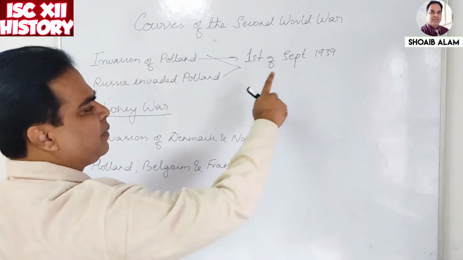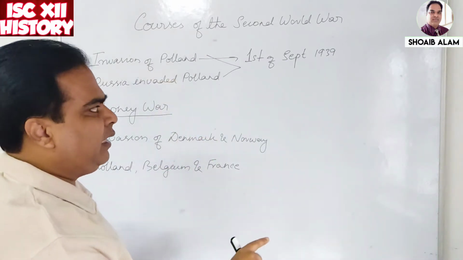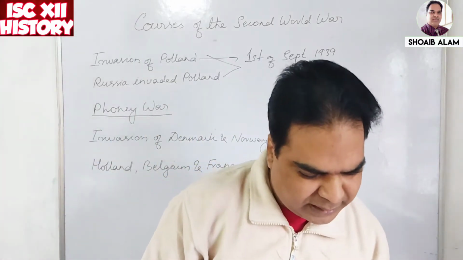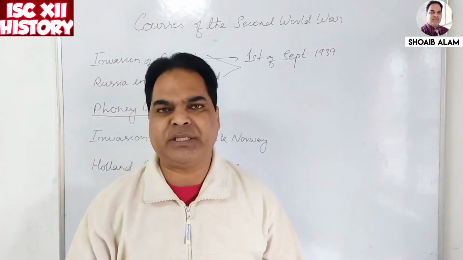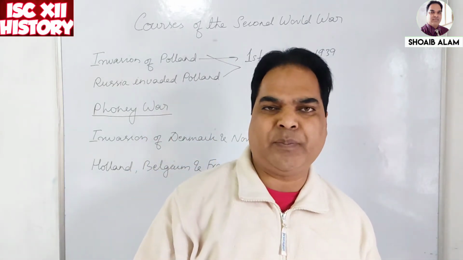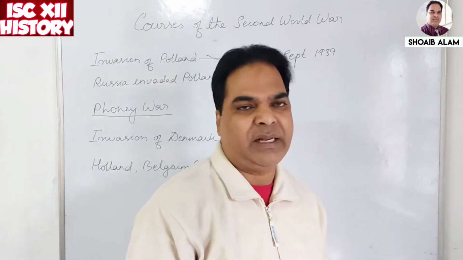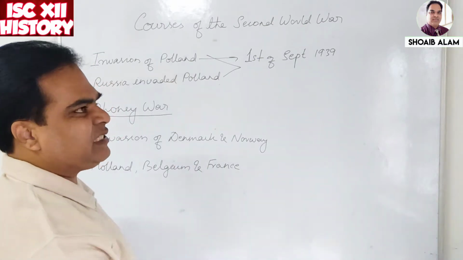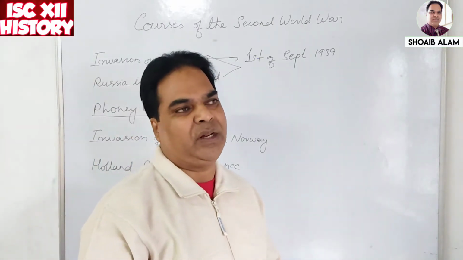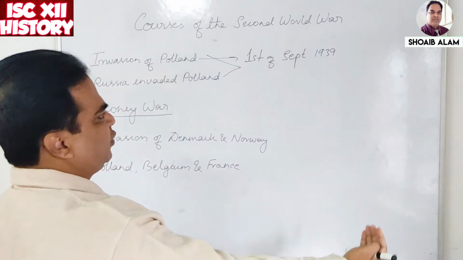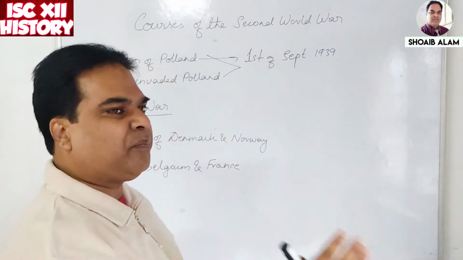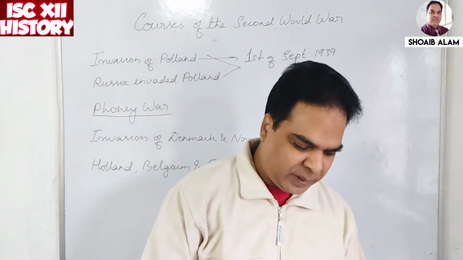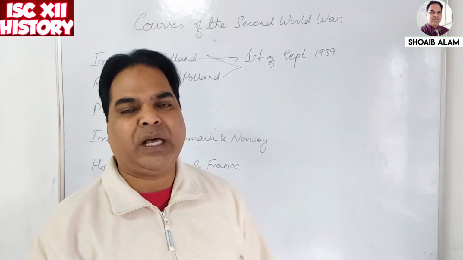So on 1st of September 1939, Poland was invaded by Germany, and the Polish government could not resist for a longer time. Within a week all the resistance collapsed, that means Poland completely collapsed, and finally Poland was captured by Germany. On the other side, as per the agreement between Russia and Germany, Russia also invaded from the eastern side, and the eastern part of Poland was captured by Russia. The territories captured by Russia were Estonia, Latvia, Lithuania.